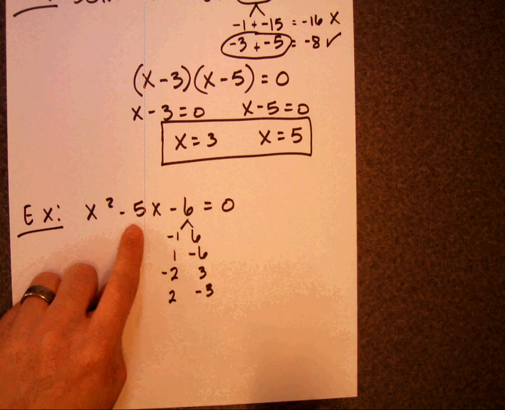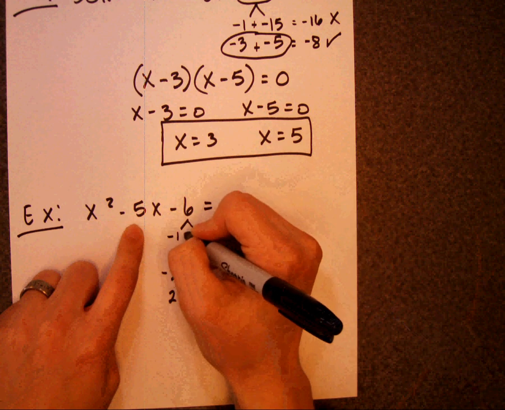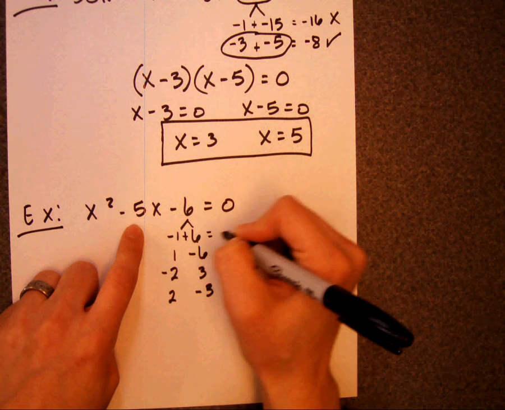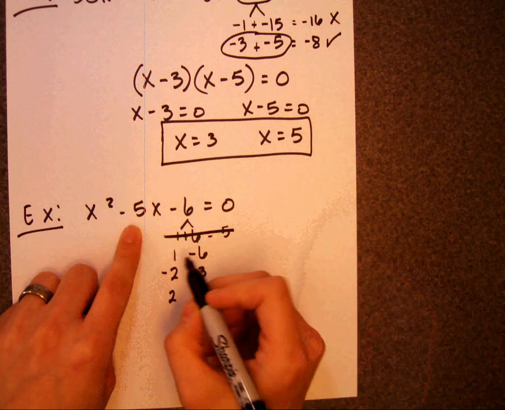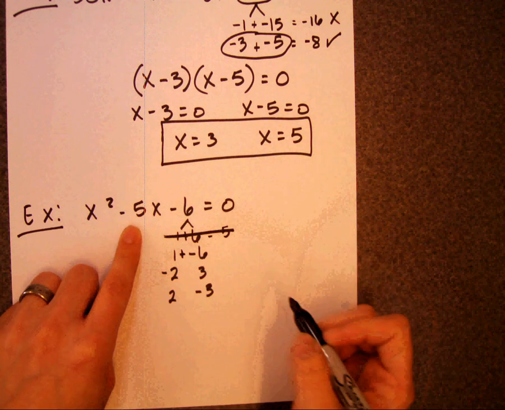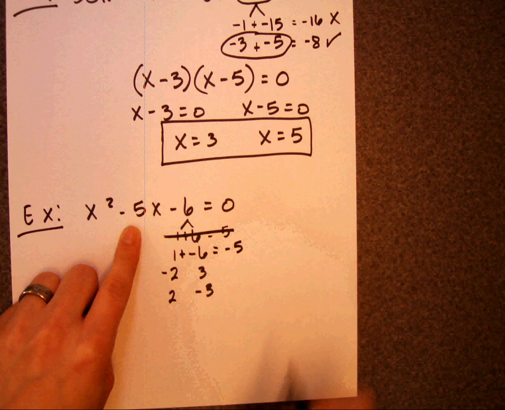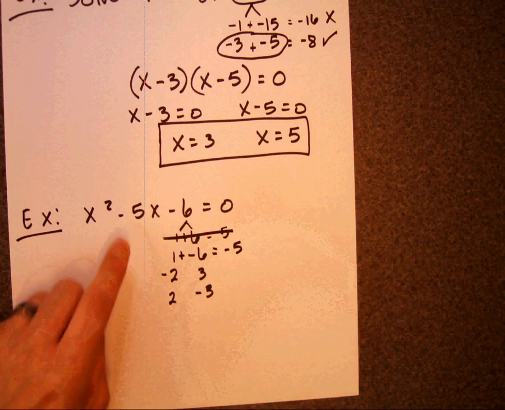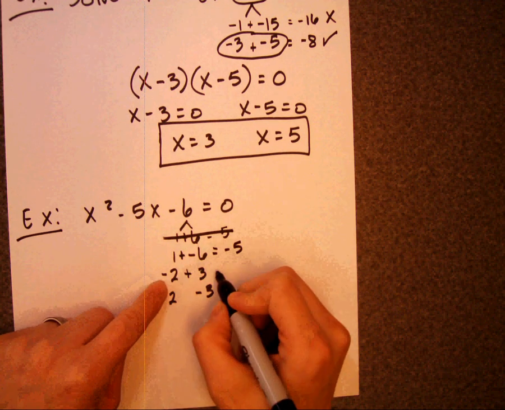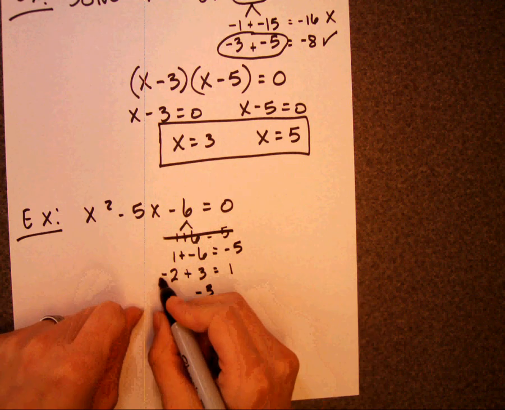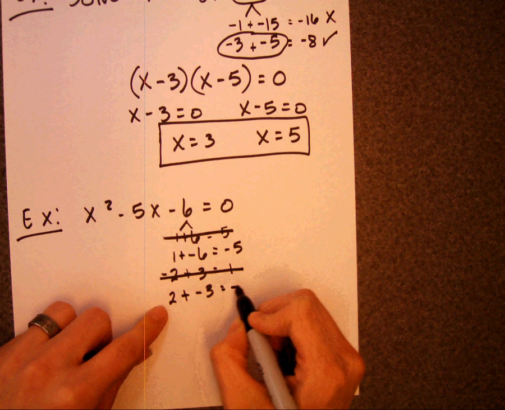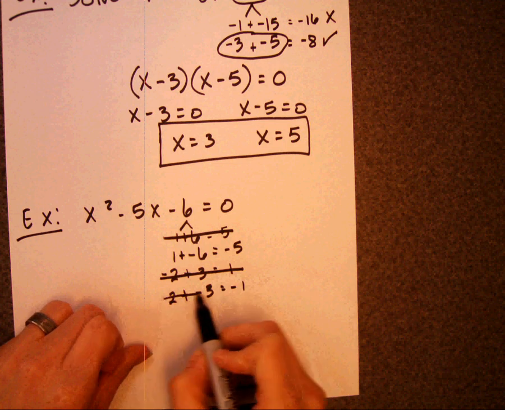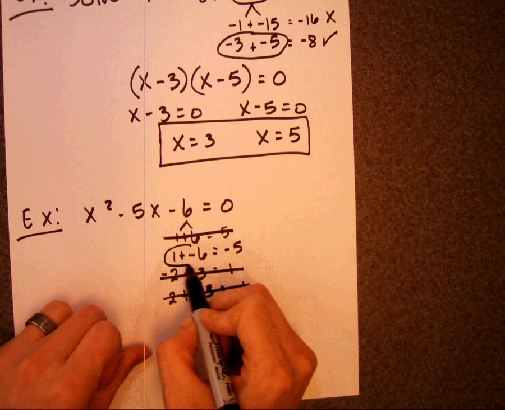So I'm going to start at the top of my list. -1 plus 6, that's equal to +5. That's not going to work. I need negative. 1 plus -6, this is -5, and it should be the only pair, but we can go through and check. -2 plus 3, that's +1, not going to work. 2 plus -3, this is -1. Again, I need -5, so that's not going to work. So +1 and -6 are my factors.